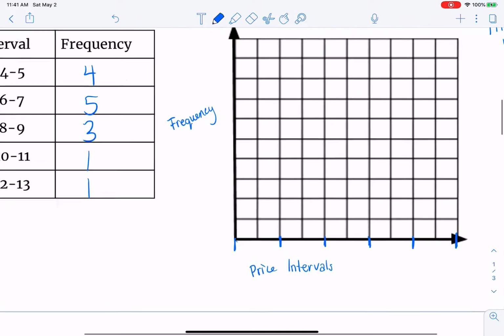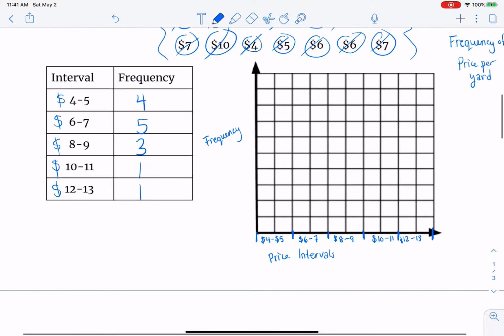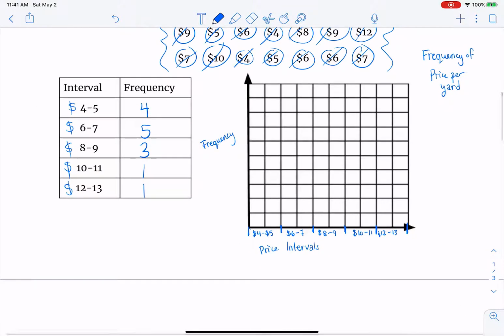And so this first one would be the $4 to $5. And then we'll have 6 to 7, 8 to 9, 10 to 11, and 12 to 13. All right, so now all we have to do is frequency.